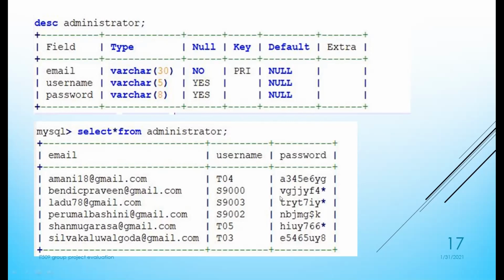Maybe you can go to the administrator table definition. Yes, sir. So this is the administrator definition, sir. Then you are creating varchar. But when it comes to data, now it's scrambled, right? Is it the actual password, or is it encrypted? No, this is not the actual one. This is encrypted. Okay. What is the algorithm that we have used to encrypt the password?